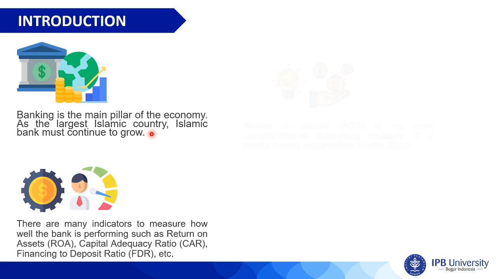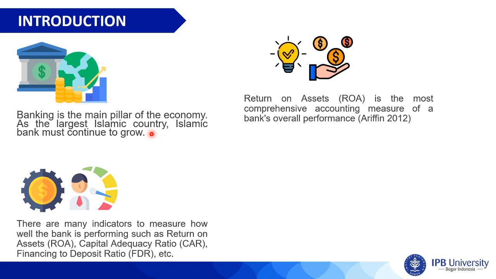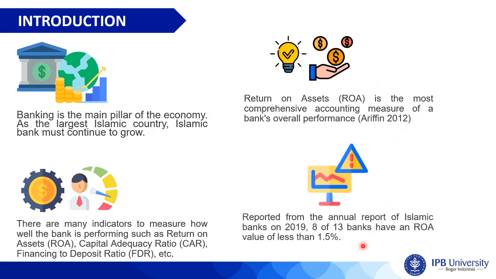Return on assets (ROA) is the most comprehensive accounting measure of a bank's overall performance, according to Arifin in 2012. Reported from the annual report of Islamic banks in 2019, 8 of 13 banks have an ROA value of less than 1.5%. If the ROA value is more than 1.5%, then the bank is in good performance. Based on the 2019 data, some Islamic banks in Indonesia have not performed well in terms of their ROA.